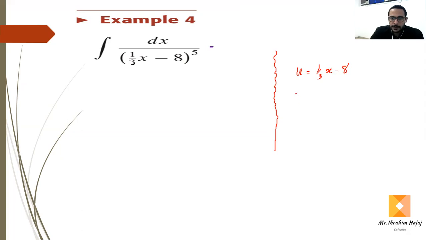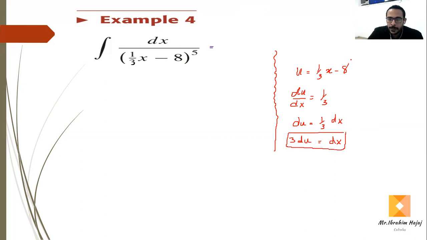Then the derivative of u, so du over dx, is equal to 1 over 3, and the derivative of negative 8 is 0. Now find dx, one step by one step. I'm going to cross multiply, so it's 1 over 3 dx. Then dx equals 3 du. So replace the dx by 3 du, and replace the u by its value.